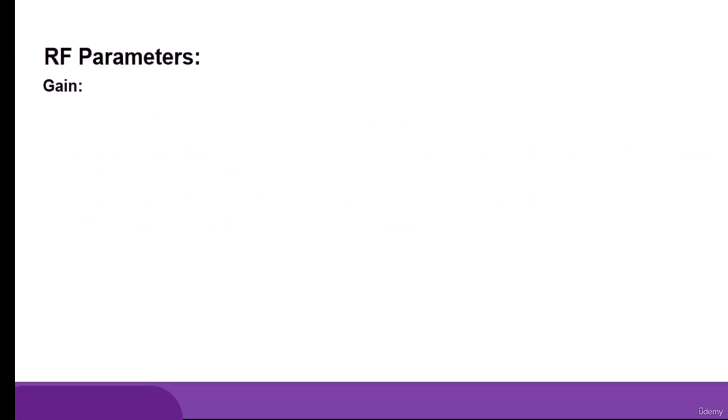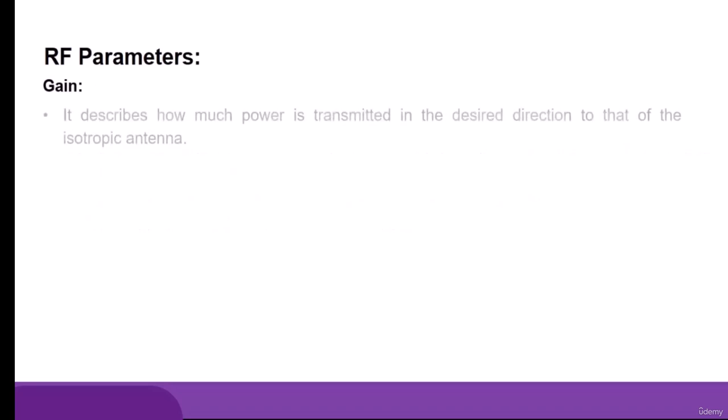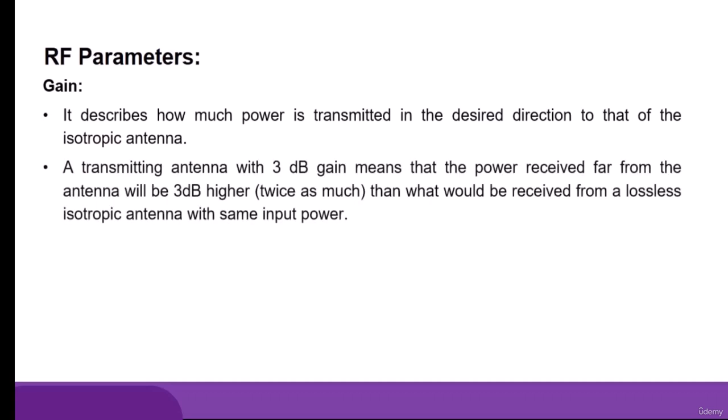Now, what is the gain of an antenna? It describes how much power is transmitted in the desired direction compared to that of an isotropic antenna. A transmitting antenna with 3 dB gain means that the power received far from the antenna will be 3 dB higher, twice as much as that which would be received from a lossless isotropic antenna with the same input power.